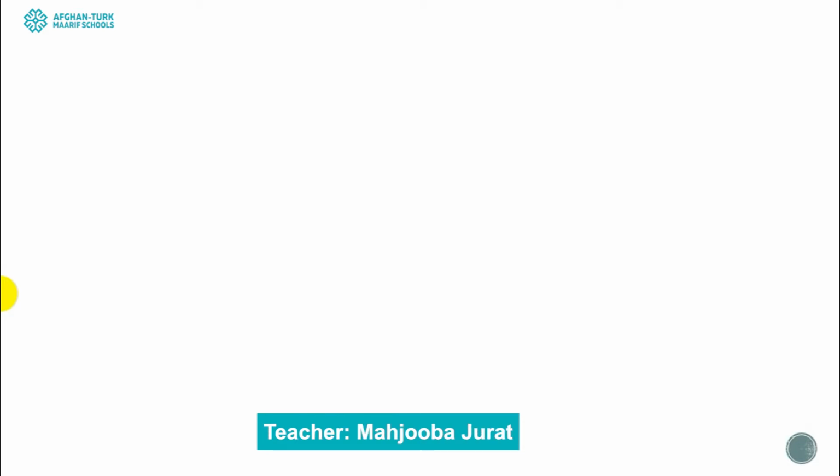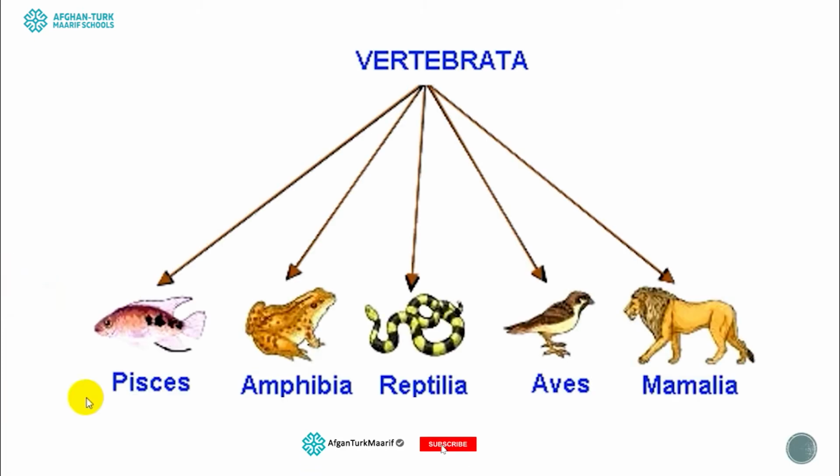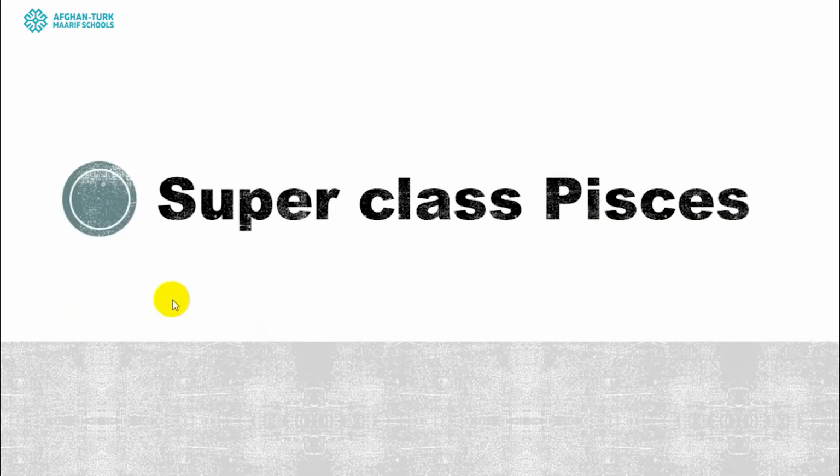Today we are going to talk about classes of vertebrate animals, starting with the first superclass, which is the Pisces. If you remember, we divided vertebrate animals into five classes, basically into superclasses and different classes according to the superclasses. The first superclass was superclass Pisces that we're going to cover today. Be with me till the end of the lesson for getting information about fish.